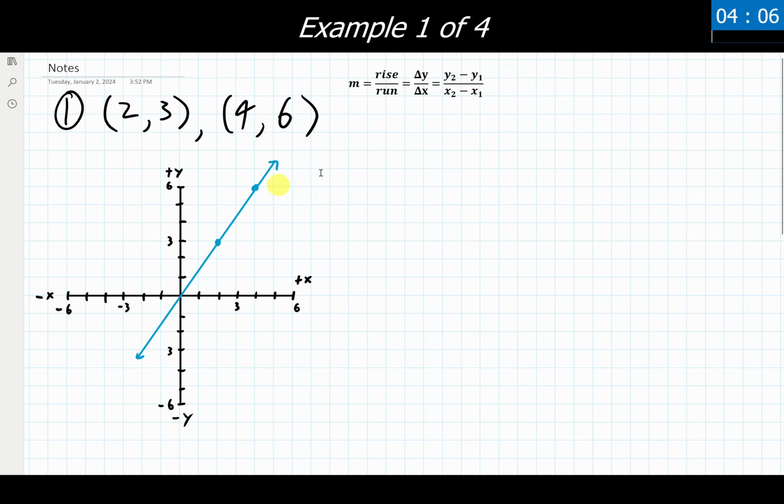Looking at our first example, we have the points 2, 3 and 4, 6. So we have our graph of those here and graph of the equation. We have our general forms of the slope written out up here as well. We're going to solve this graphically first, and then we'll go through using our equation and these 2 points and plugging them in, just to show that there are 2 ways to go about doing this.